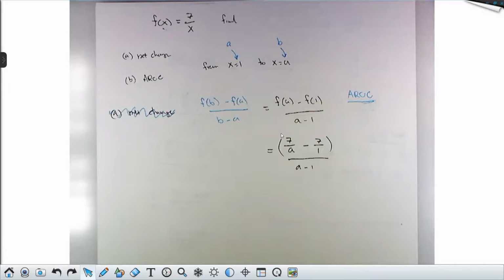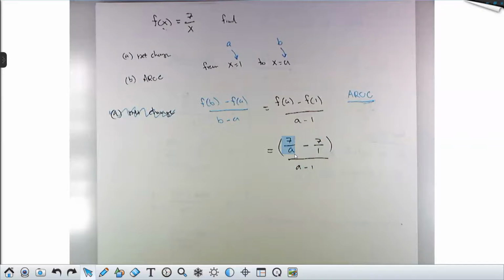So if I just wanted the net change, that would be this numerator. And then the average rate of change is this whole thing. Simplify this quite a bit. So let's see how much we can simplify this. My first step would be to have a common denominator up here. So what would I use for the common denominator here? I would use a, like 1a. Yep, exactly. A, or a times 1.